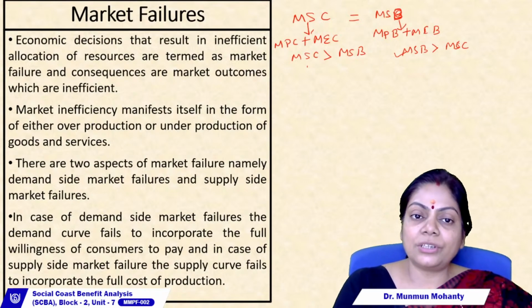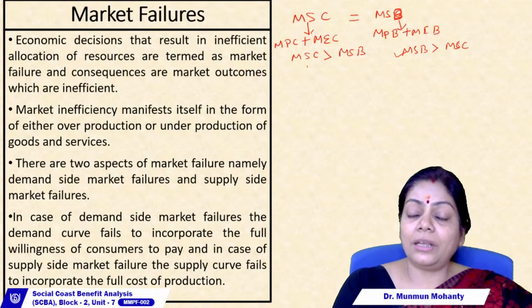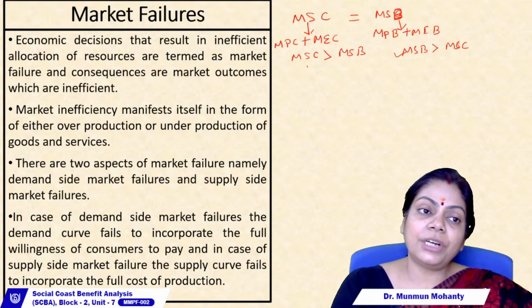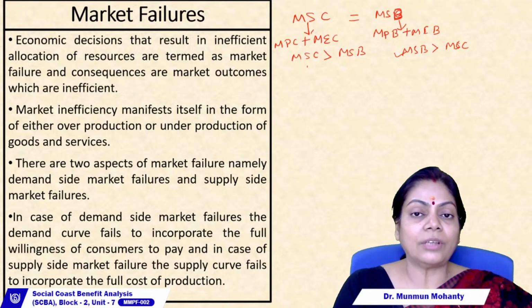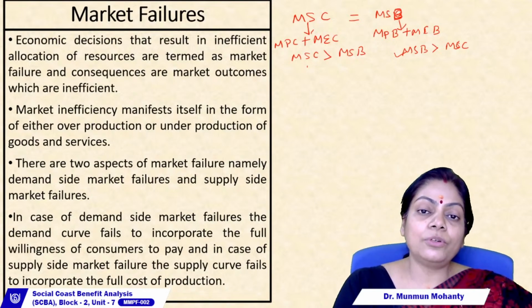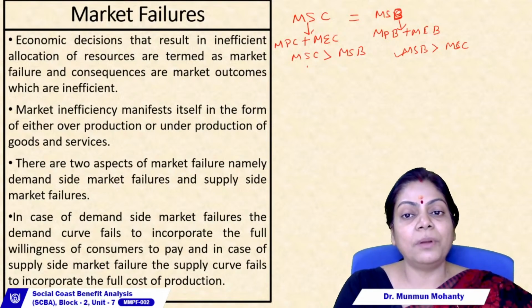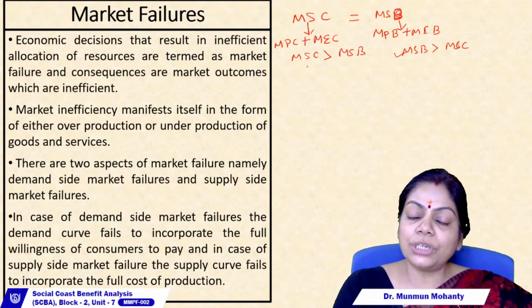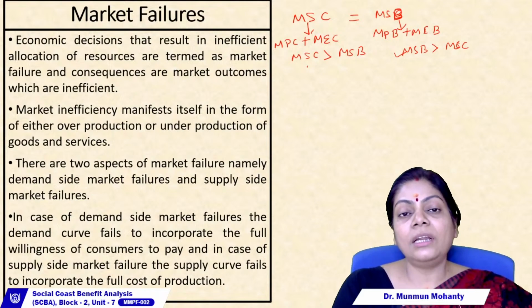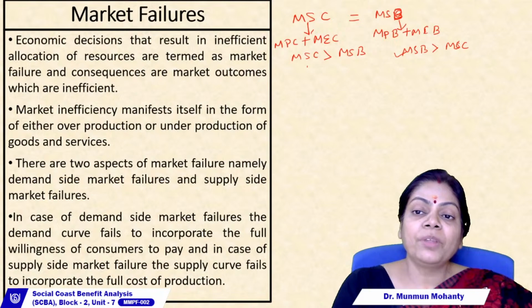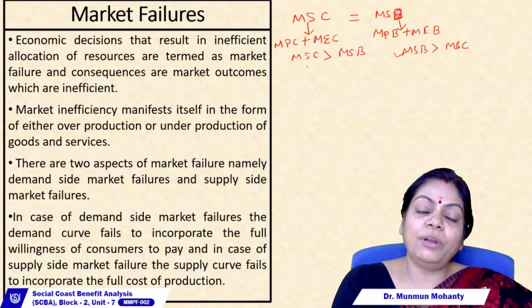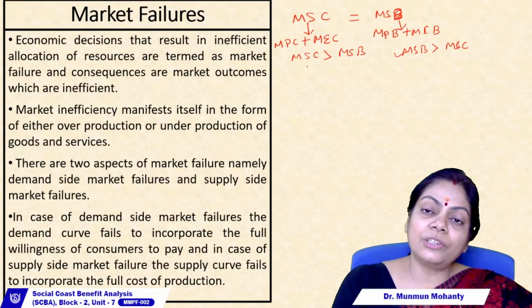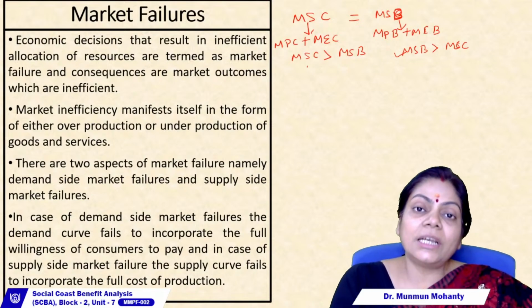So the economic decisions that result when there is an inefficient allocation of resources are termed as market failure. Okay, so I was just trying to explain to you that, suppose marginal cost is more than the marginal benefit, but we are still allocating resources for producing the good, then this is a market failure. Or the marginal social benefit is more than the cost. That means if I invest more, more benefit will accrue to the society, but I am not allocating resources to that particular area, then it is a case of market failure.